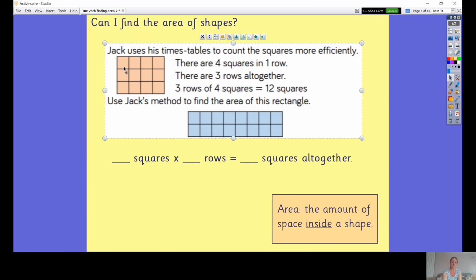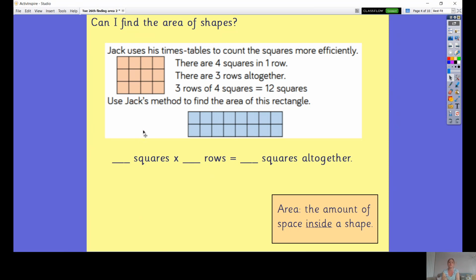So instead of going 1, 2, 3, 4, 5, 6, 7 like that, which is a perfectly reasonable way to do it, first of all, there won't always be the squares, so it gets tricky. And secondly, it takes quite a long time, and we might count 1 twice and make mistakes. So it's just an easier, quicker way to do it. So we do how many squares there are in a row times how many rows there are. So in that case, 4 times 3 is 12, or 3 times 4, because it doesn't matter which way around you do your multiplication.